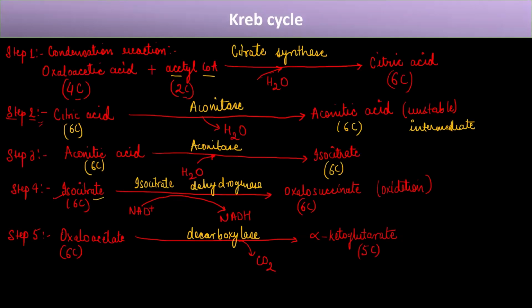Okay, this alpha ketoglutarate. So in step 6, the alpha ketoglutarate that is formed, or you can also call it alpha ketoglutaric acid, gets converted into another compound known as succinyl coenzyme A, which I am representing by CoA.